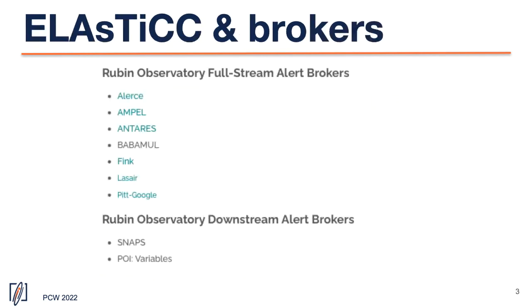Now, of course, as brokers, we are not just one. This is the list of full stream brokers selected by the Rubin project. These include people that are right now in the room with you and online. I'm going to tell you the perspective from Think, because that's where I work. That doesn't mean that the other brokers are not doing amazing jobs and doing different things with Elastic.